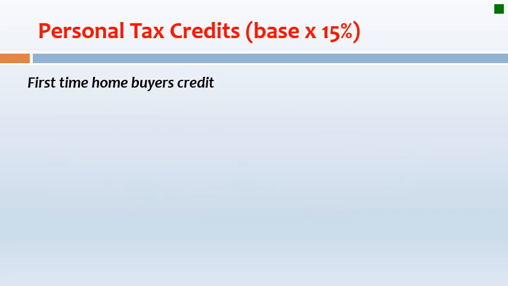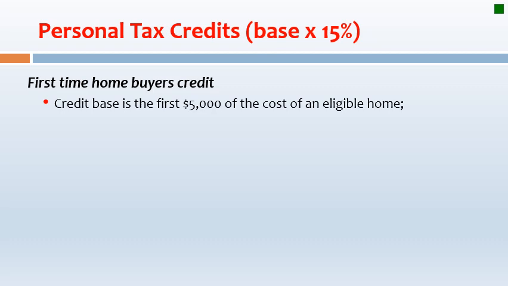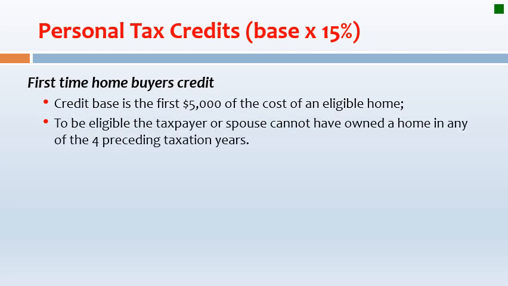First-time homebuyers credit, a fantastic credit. The credit base is the first $5,000 of the cost of whatever eligible home you purchase in the year. So $5,000 times 15% would give you a $750 tax credit. In order to be eligible for this particular credit, the taxpayer or their spouse can't have owned a home in any of the 4 preceding tax years. Other than that, you're good to go on this credit.